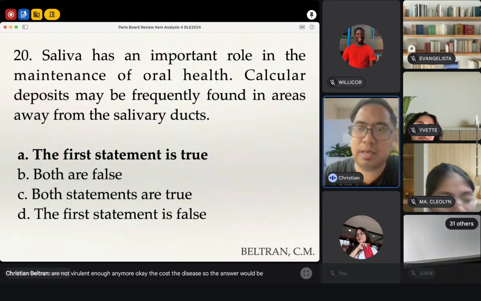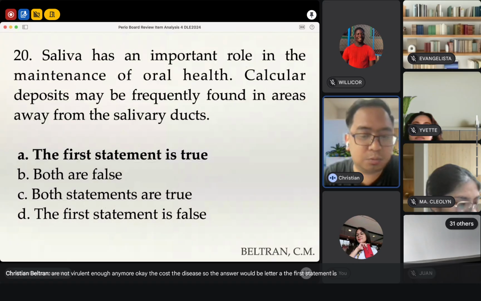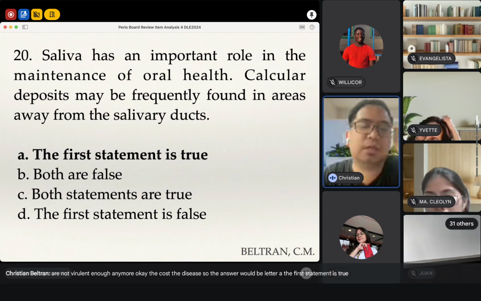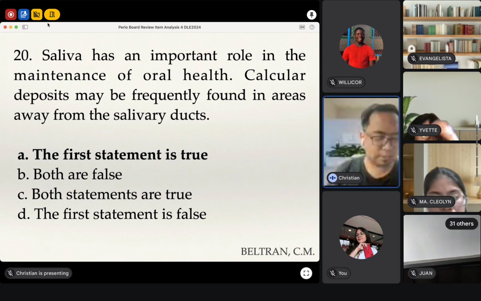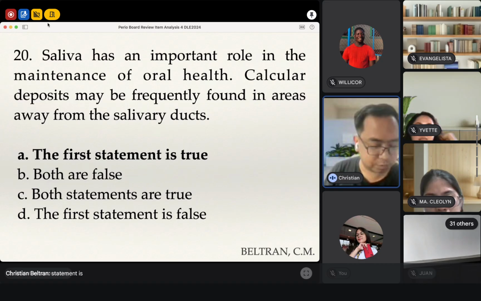So the answer would be letter A. The first statement is true. Both statements are wrong? Both statements are false? No. The first statement is false? Also wrong. So letter A, the first statement is true.